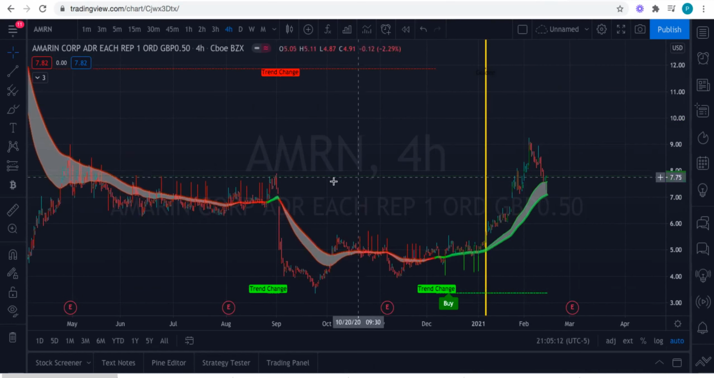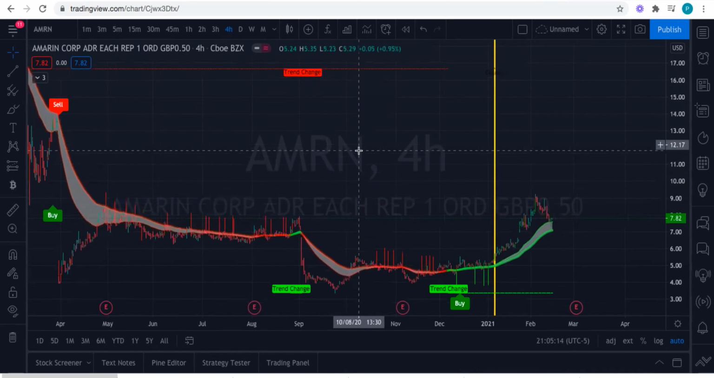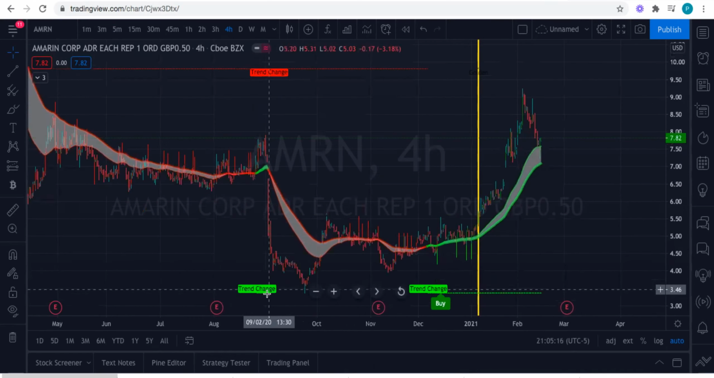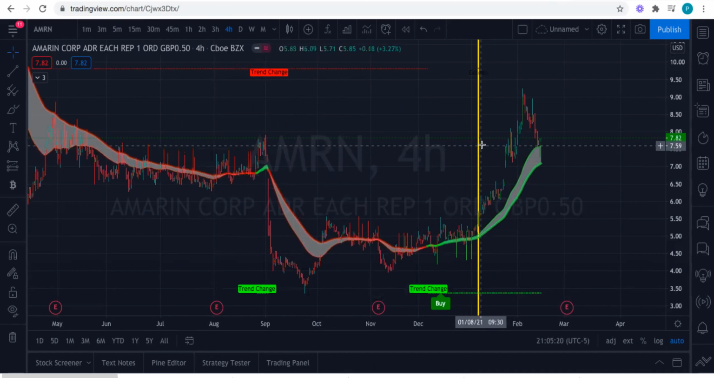If you have any questions, again, let me know. We have the slingshot alerts, we have the parabolic SAR alerts, and we have the golden cross and death cross alerts.